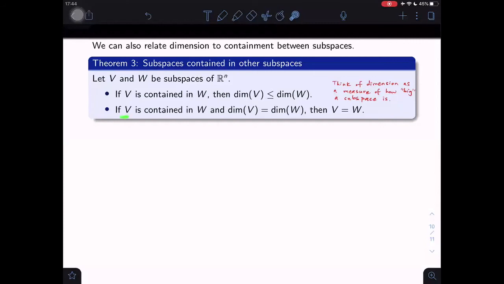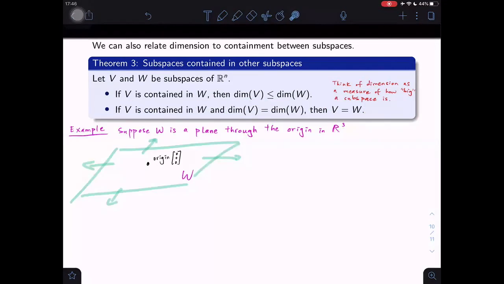If V is contained in W and the dimension of V is the same as the dimension of W, then V must be the same thing as W. You cannot have 2 different subspaces, one contained in the other, with the same dimension, but not the same thing. Suppose we are in R3 and W is a plane through the origin.